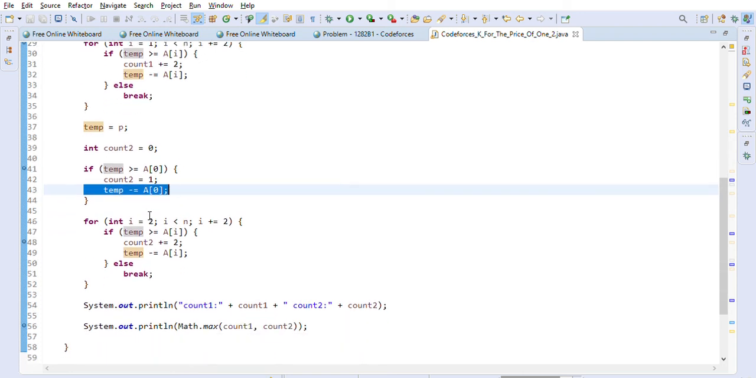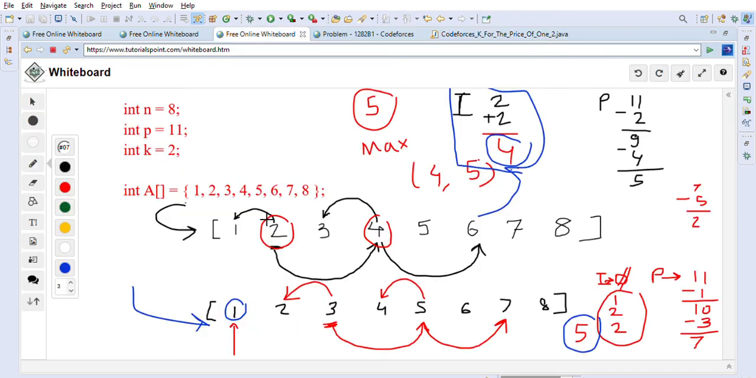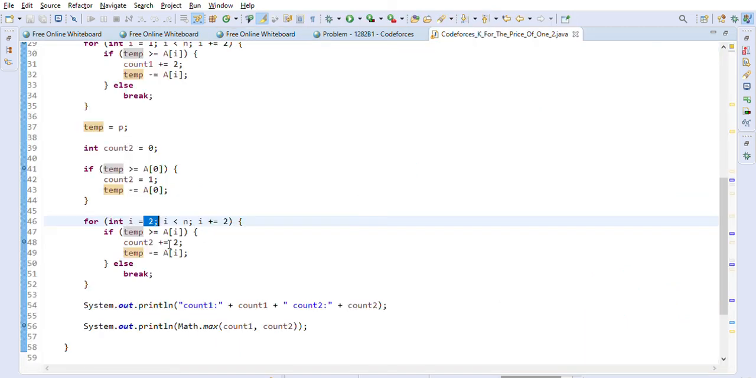And after that we will start our iteration with i is equal to 2. As you can see here, we started here, this is i is equal to 2, right? This is 0, this is 1, this is 2, and then we will jump by 2 basically. So that's what we are doing here also.